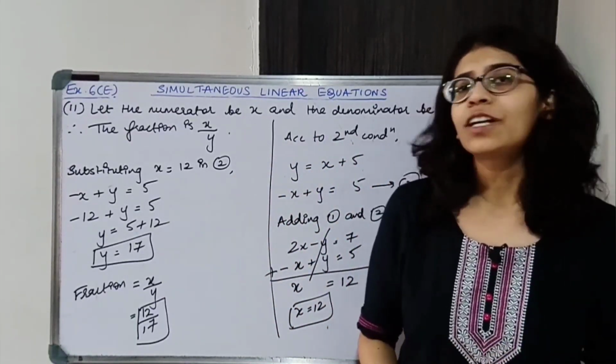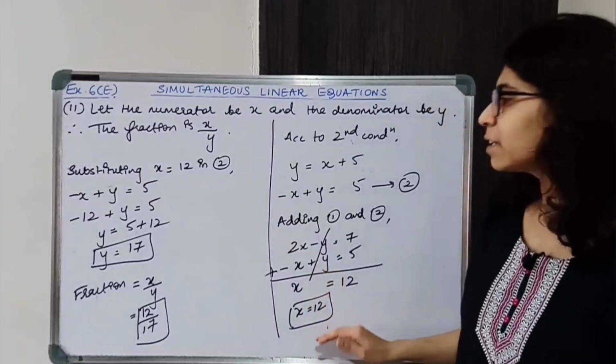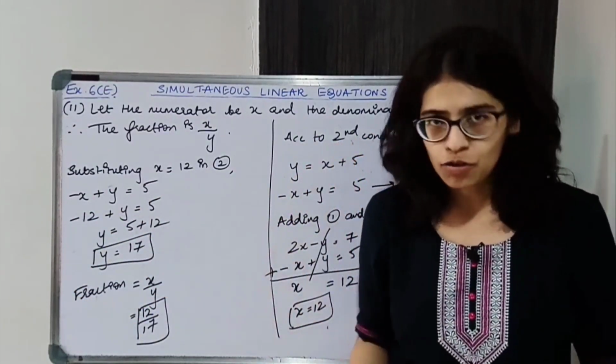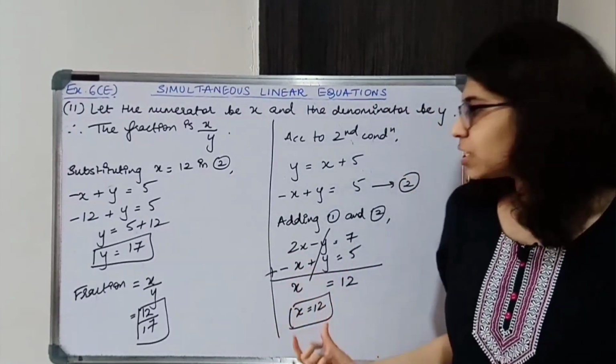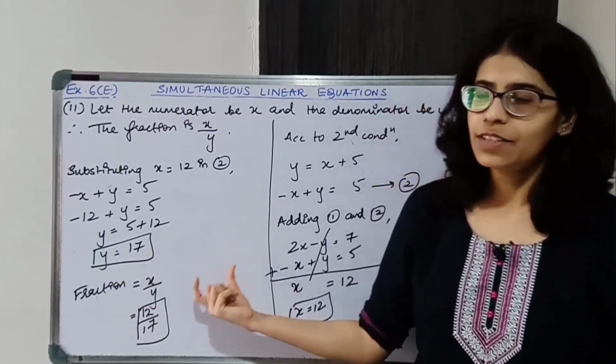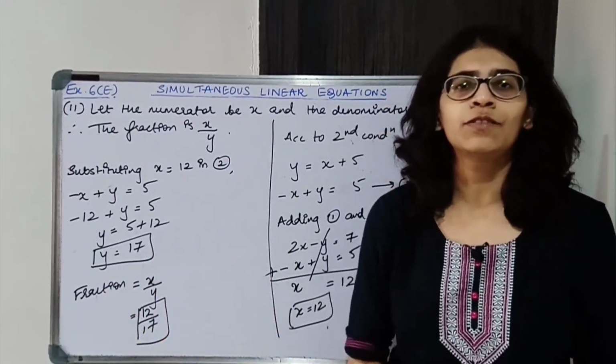So don't forget to write down the final answer. Don't just stop at the values of x and y. You have to find the value of the fraction. Okay, so just write down before this, numerator is equal to 12, denominator is equal to 17, therefore fraction is equal to 12 upon 17.